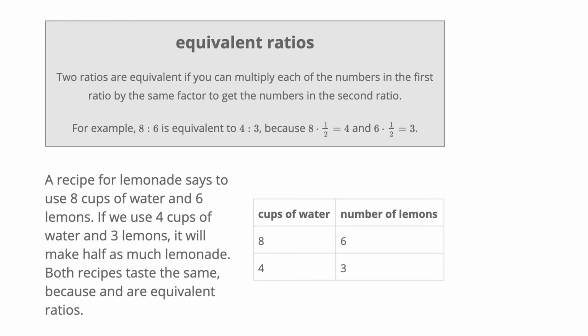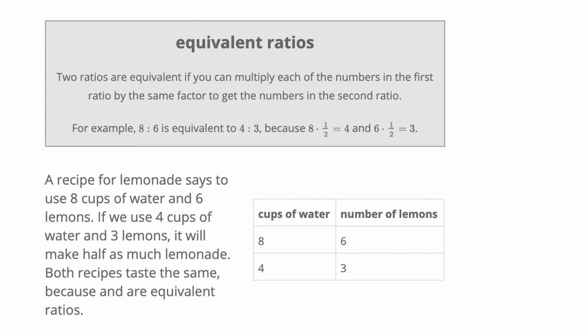So in this slide, we're going to take a look at the definition of equivalent ratios. Two ratios are equivalent if you can multiply each of the numbers in the first ratio by the same factor or number to get the numbers in the second ratio. So for example, 8 to 6 is equivalent to 4 to 3 because 8 times 1/2 is 4 and 6 times 1/2 equals 3. So we took 8 to 6, multiplied both numbers by 1/2, and came up with an equivalent ratio.